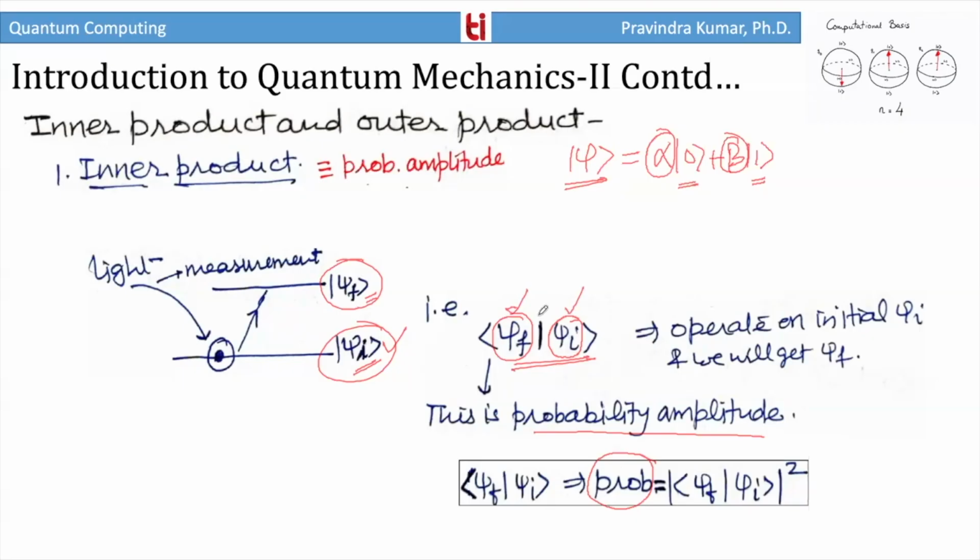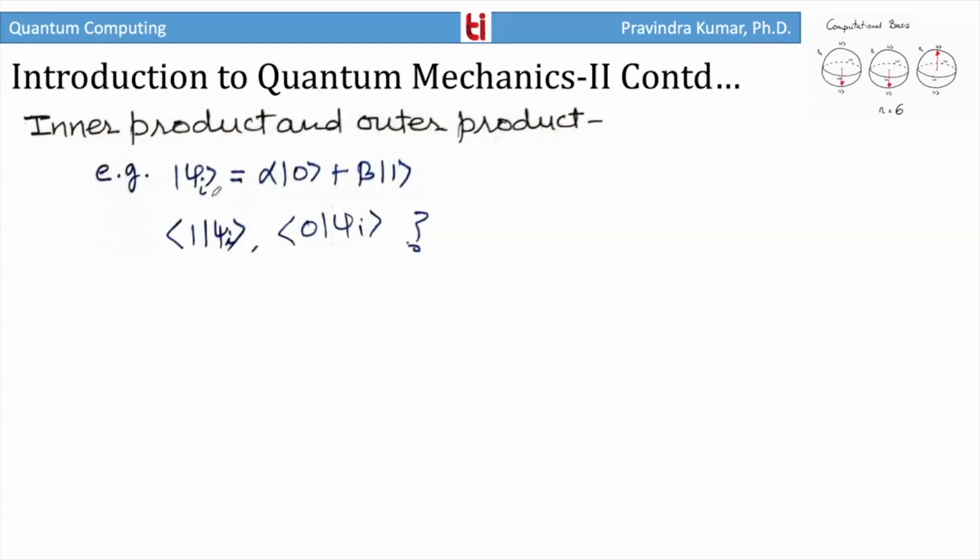Let us understand this with one example. There is a qubit or quantum system psi i. It is alpha ket 0 plus beta ket 1. Find the inner product of 1 and psi i, and 0 and psi i. So the meaning here of the inner product bra 1 psi i is the probability amplitude of finding the system in state 1 after making a measurement on the quantum state psi i. This is the final state.